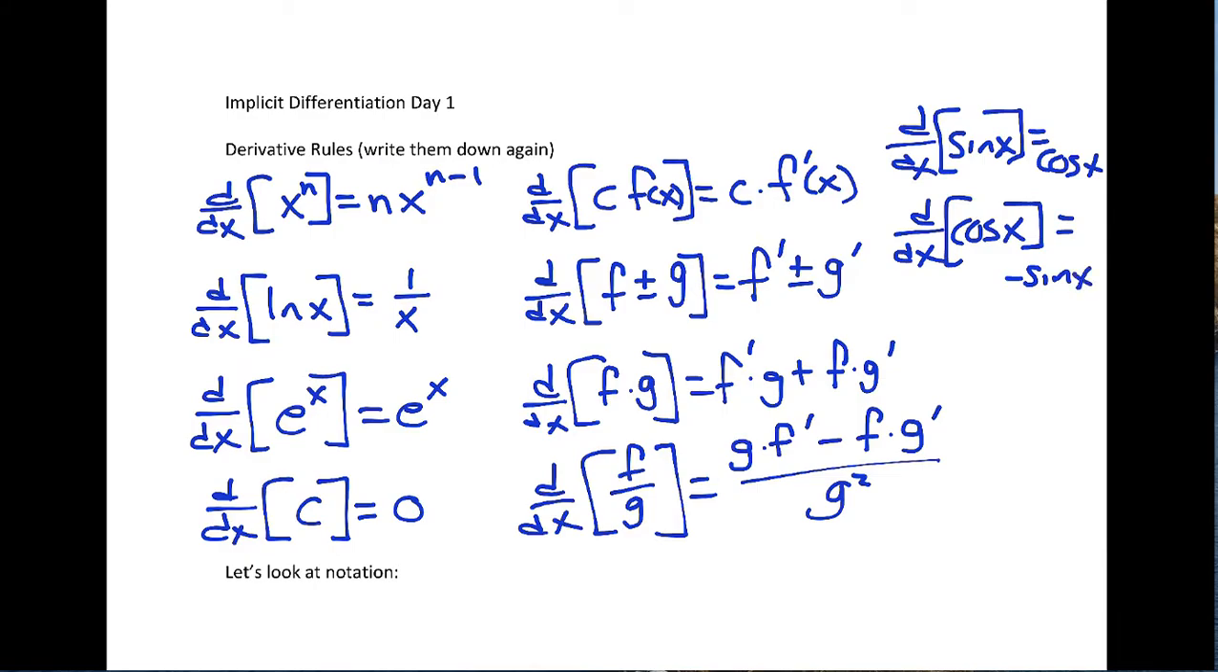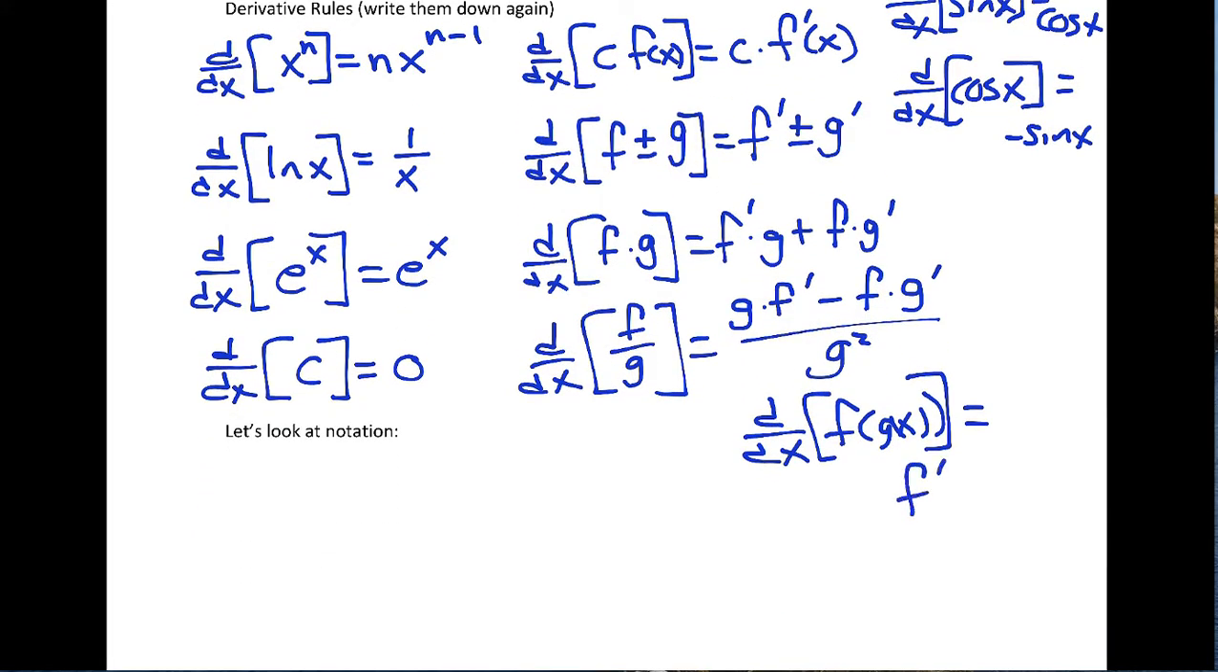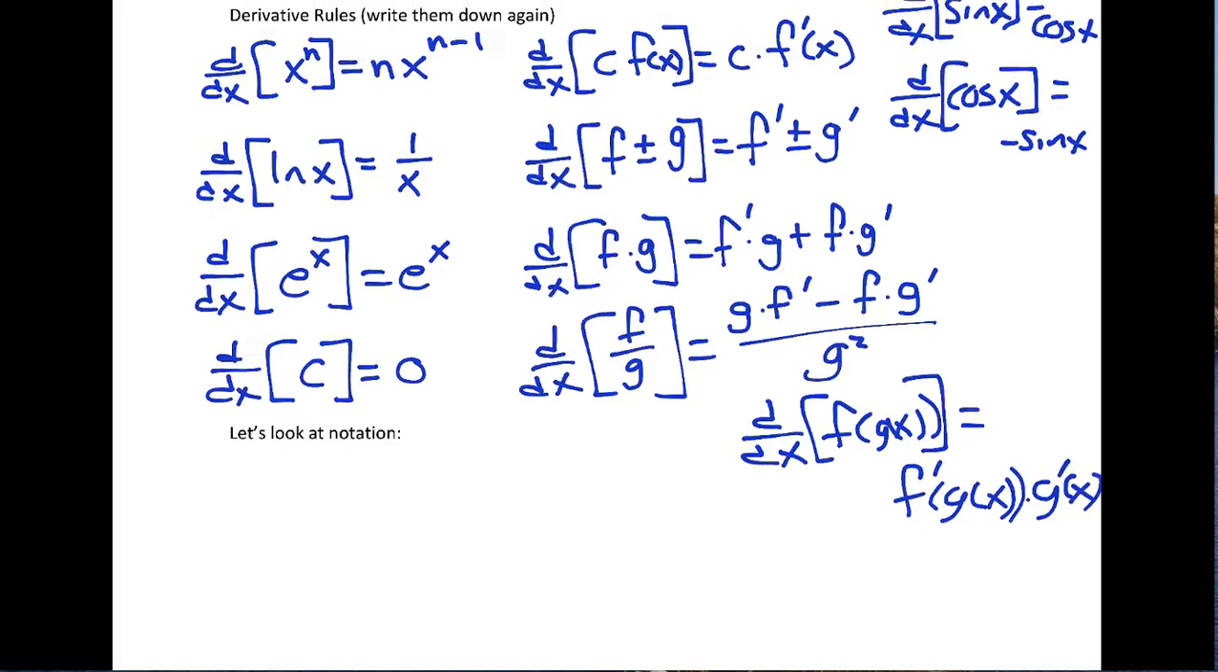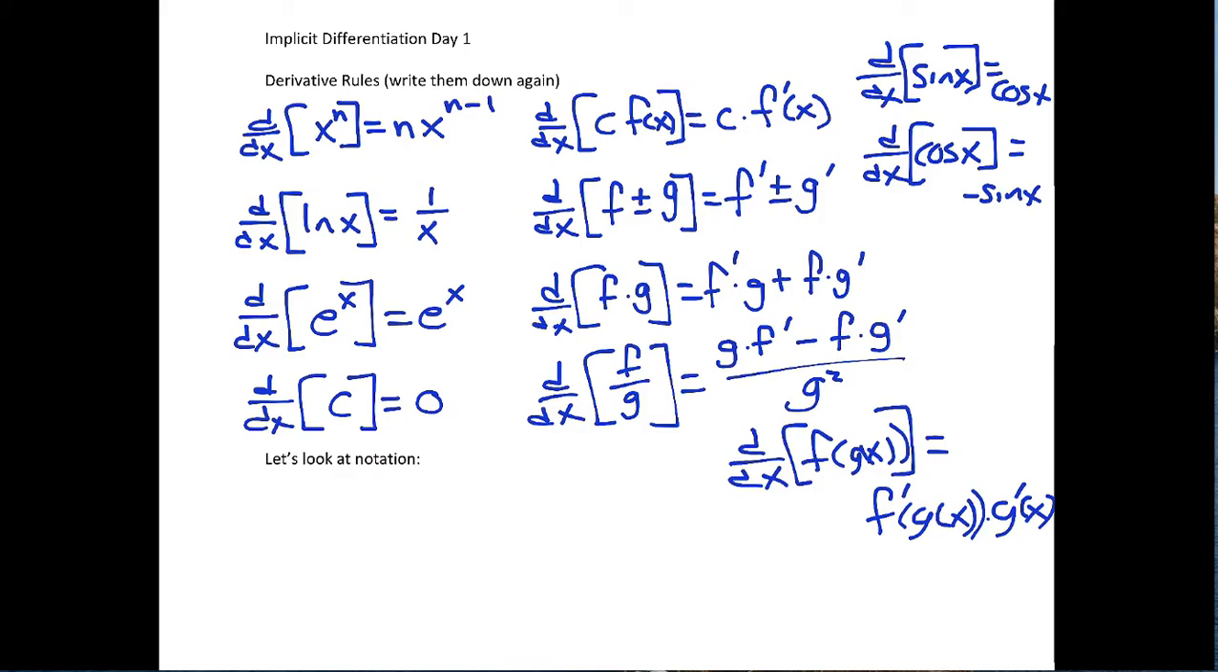And then maybe the final one is the derivative of a composite of functions, f of g of x, is equal to f prime of g times g prime. So that's the chain rule. So that's pretty much all the rules that we've had. There have been a couple other trig rules, but that's pretty much all of them. Those don't change with this process. They stay the same way.